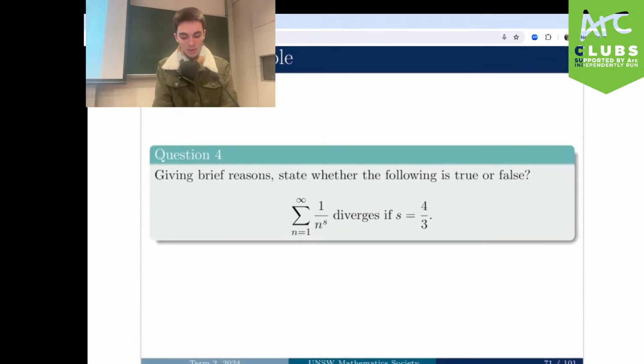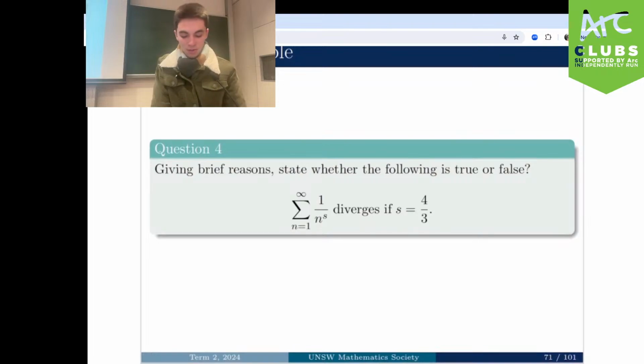Now let's apply the p-series. So we're asked to determine whether this statement is true or false, that this series is going to diverge if s is equal to 4/3. Okay?